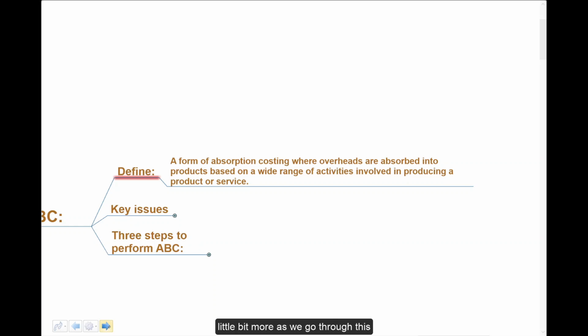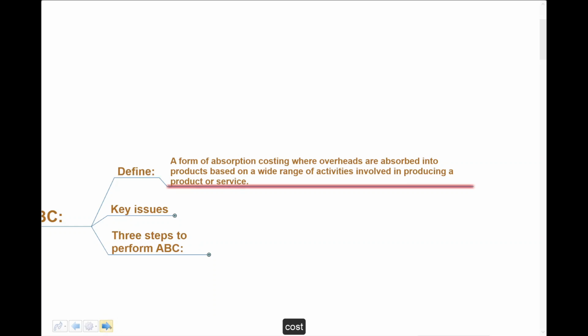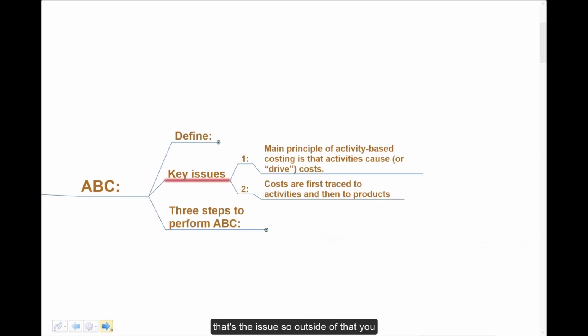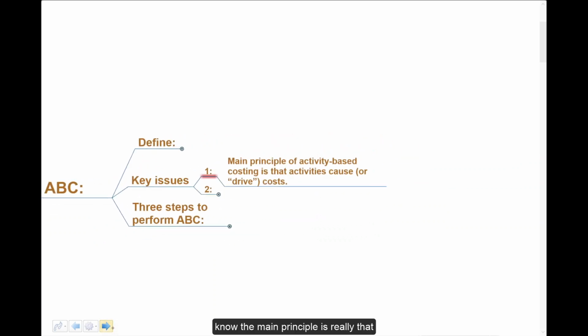Now, I'll open that up a little more as we go through this particular branch, but in essence, what we're saying is that ABC, activity-based costing, focuses on the different activities that may drive costs, as opposed to one man with a set of hands, i.e. labor, as opposed to 20 kg of material, i.e. materials. So maybe if we use this form, we may get to a more accurate cost. That's the issue. The main principle is really that activities cause or drive costs, okay?